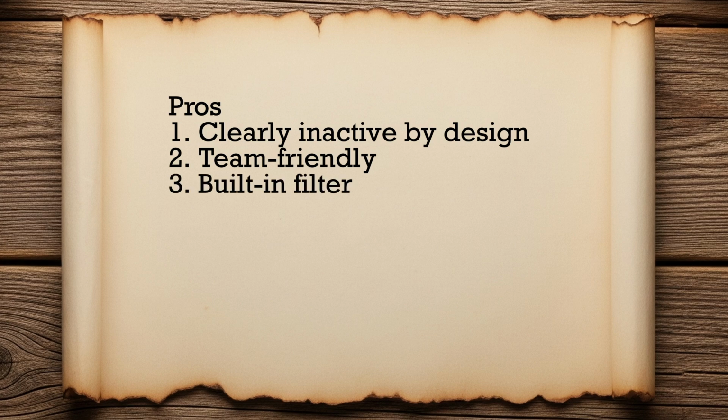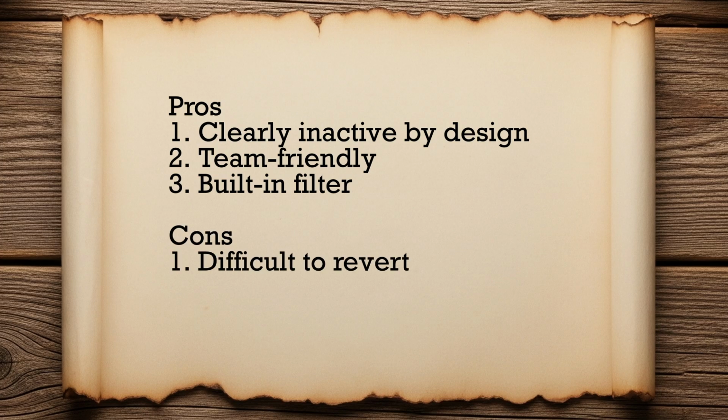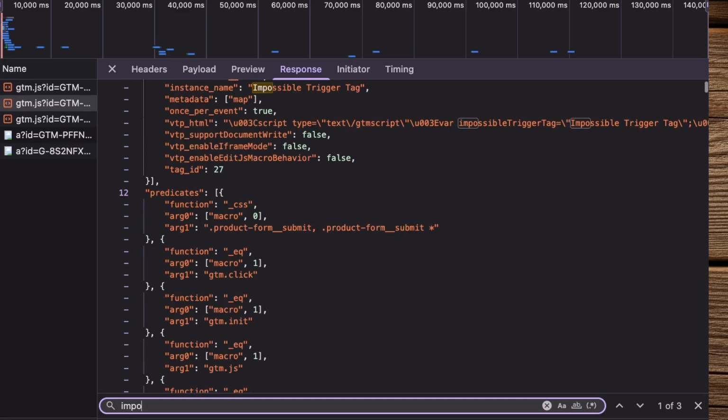It's also easy to find by checking the trigger. It displays all tags that use it. This option shines in mature GTM setups and collaborative teams. The drawback is re-enabling complexity if the trigger gets deleted later. It also wastes resources because the whole tag still loads in the GTM script.